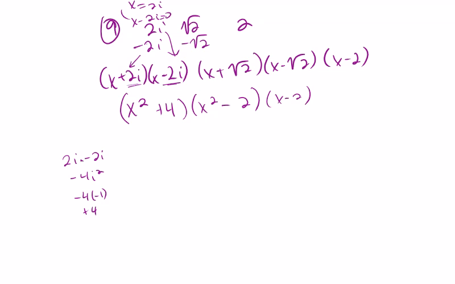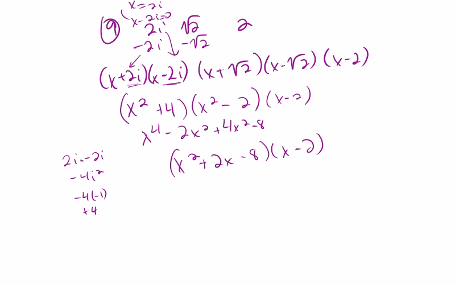And x minus 2. So then I need to keep multiplying. I'm going to do these two together first. So x to the 4th minus 2x squared plus 4x squared minus 8, x to the 4th plus 2x minus 8x minus 2. Foil this. Why don't y'all pause real quick? Make sure you know how I got this so far. So push pause. Make sure if you have any questions, ask each other, and then I want you to do this last bit of multiplication.